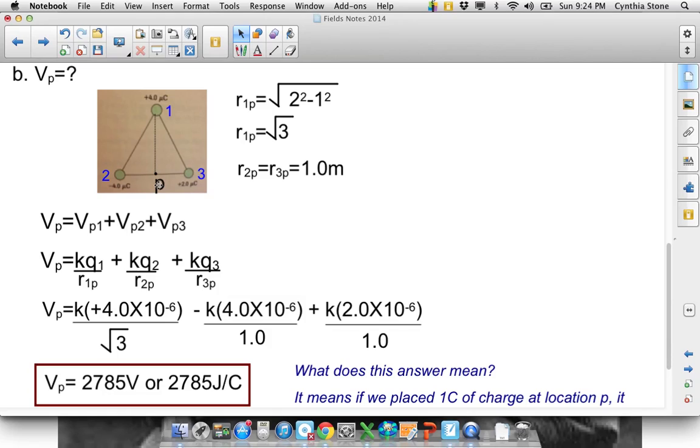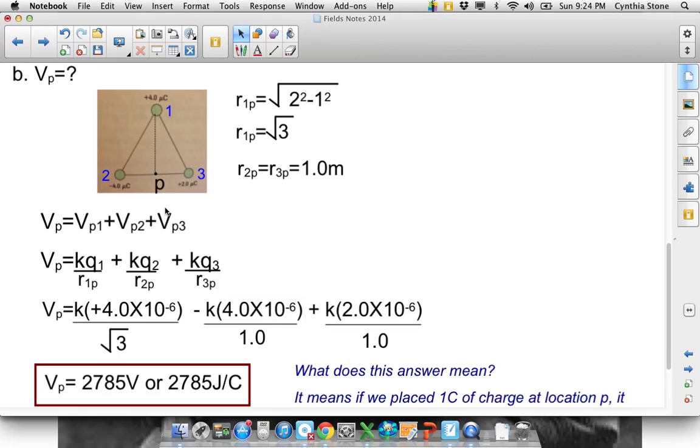Then I do need to know the distances. They're 2 meters long on each side. So that means that the distance from charge 2 to point P and charge 3 to point P is 1 meter. And here I have to use the Pythagorean theorem to figure out this distance, where this is the hypotenuse, this is a meter, so this ends up being square root 3.